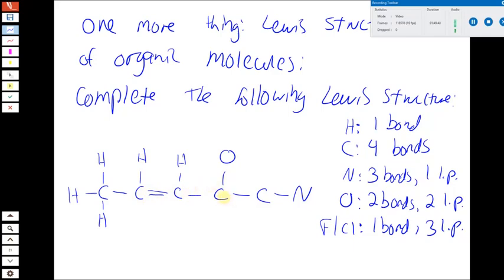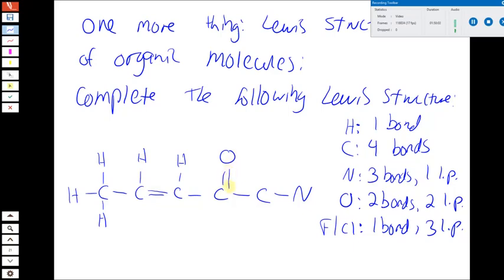This carbon here has how many bonds? Now this one's a little bit trickier to figure out because we have a couple of options of where to put that other bond here. But we have to also think about the oxygen. This has how many bonds? And it wants how many? So how do we fix that?